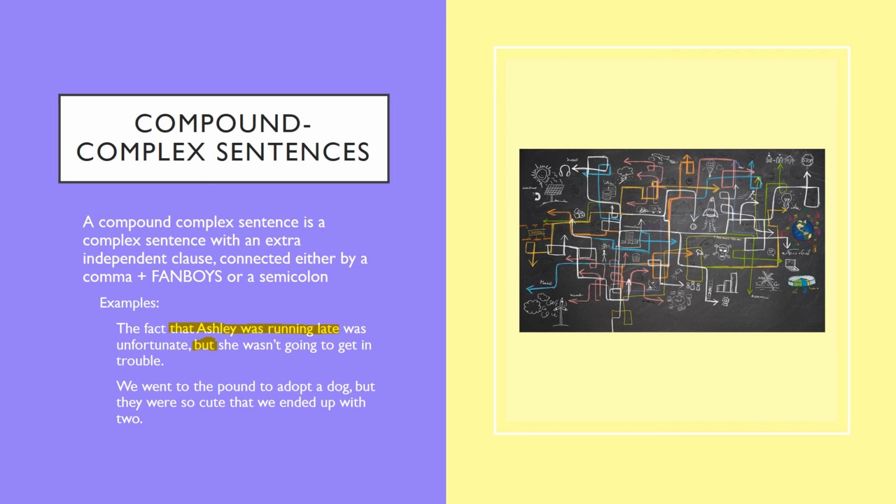The next one, we went to the pound to adopt a dog, but they were so cute that we ended up with two. So at the end here, we have our dependent clause. Before that, we have our two independent clauses put together with a fanboy, but again in this case. We went to the pound to adopt a dog, independent clause. They were so cute, independent clause. That we ended up with two is our dependent clause.